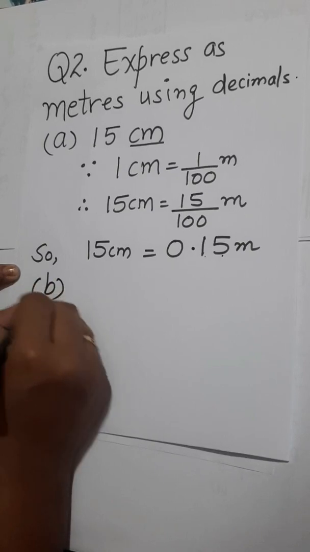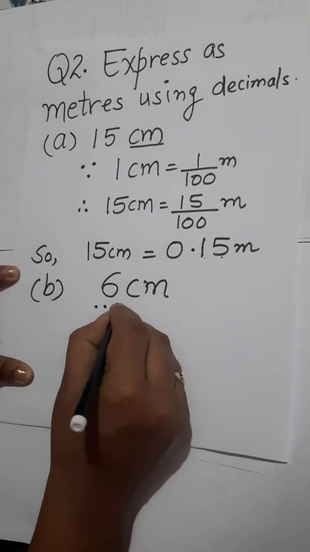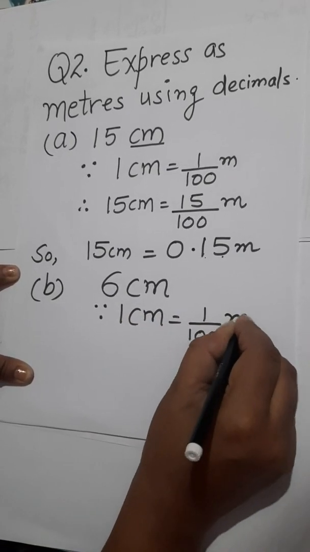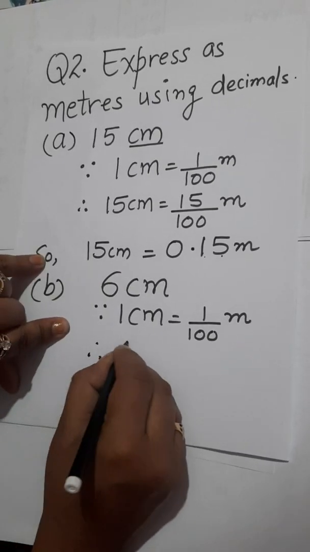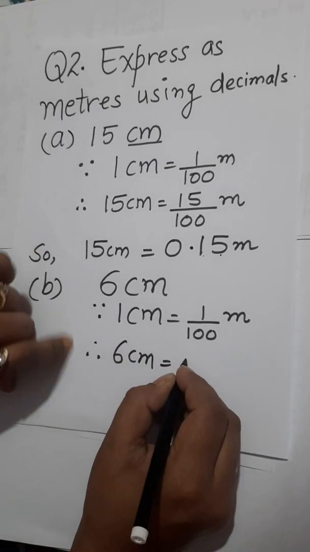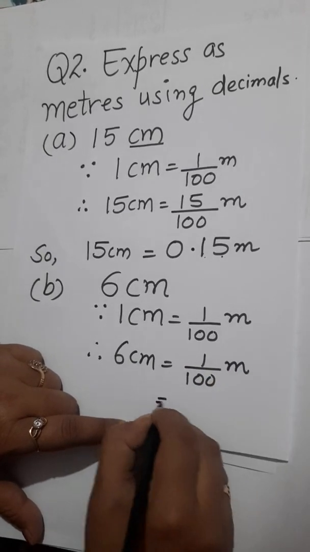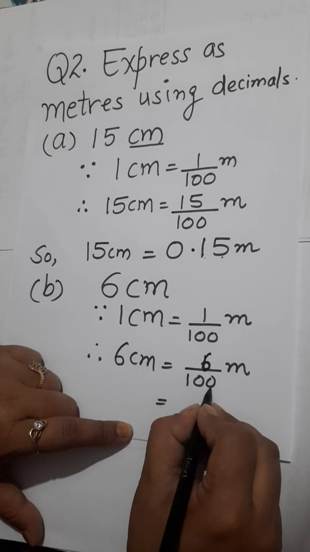Now next we have B part. B part is 6 centimeter. Again I will write, since 1 centimeter is equal to 1 upon 100 meter. Whenever you have to express centimeter into meter, just divide the given number by 100. So here we have 2 zeros in the denominator.